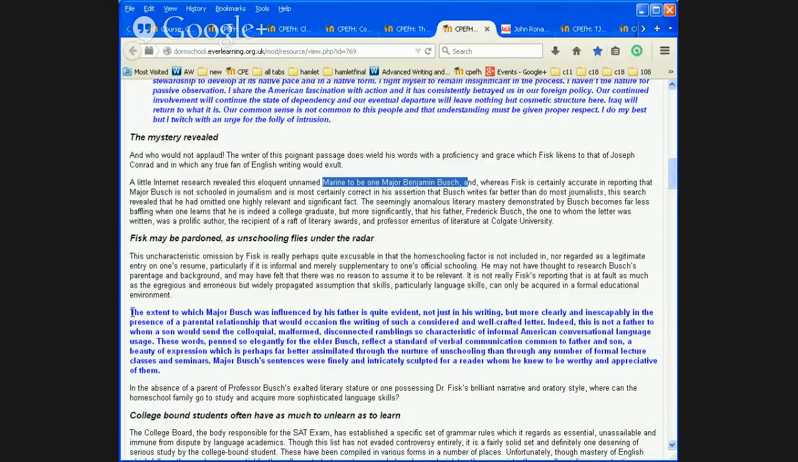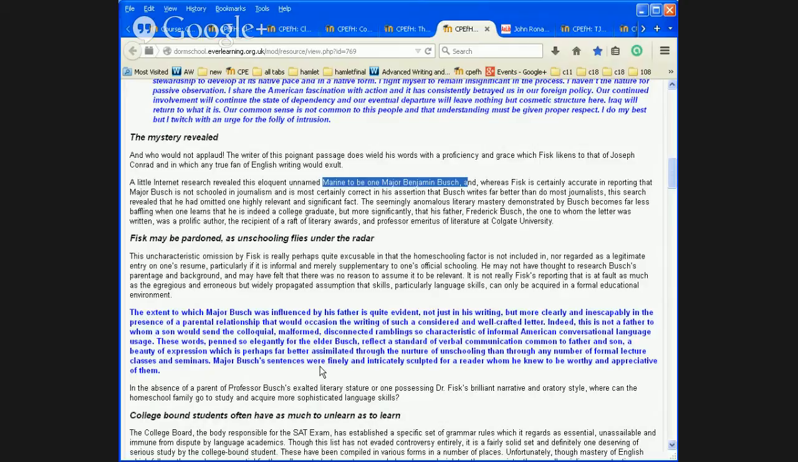Let's just look at this little section here. The extent to which Major Bush was influenced by his father is quite evident, not just in his writing, but more clearly and inescapably in the presence of a parental relationship that would occasion the writing of such a considered and well-crafted letter. Indeed, this is not a father to whom a son would send the colloquial, malformed, disconnected ramblings so characteristic of informal American conversational language usage. These words, penned so eloquently for the elder Bush, reflect a standard of verbal communication common to father and son, a beauty of expression, which is perhaps far better assimilated through the nurture of unschooling than through any number of formal lecture classes and seminars.